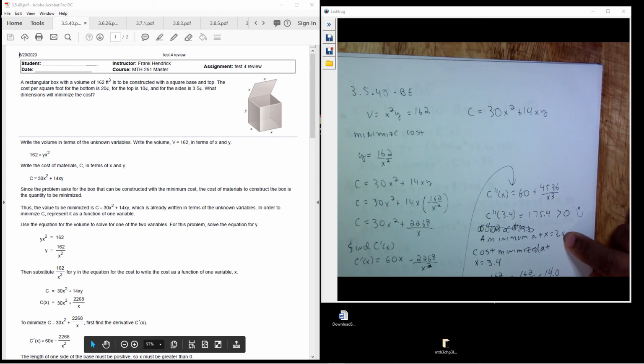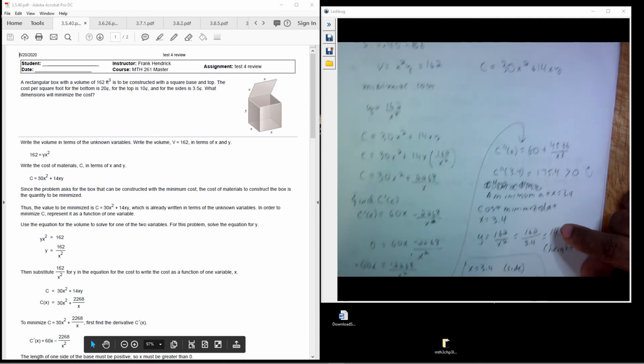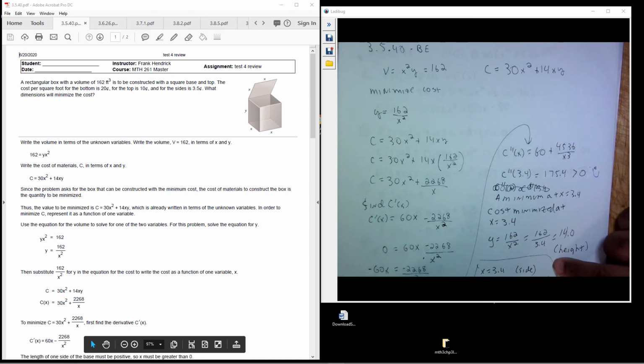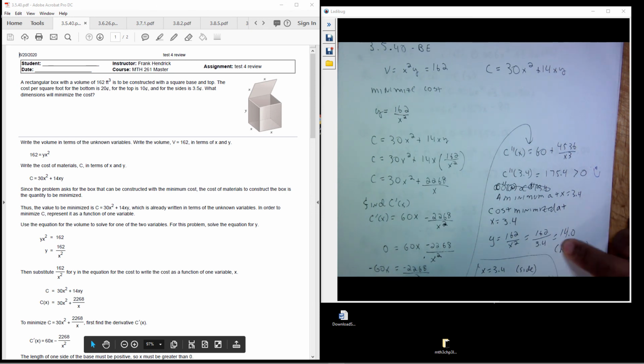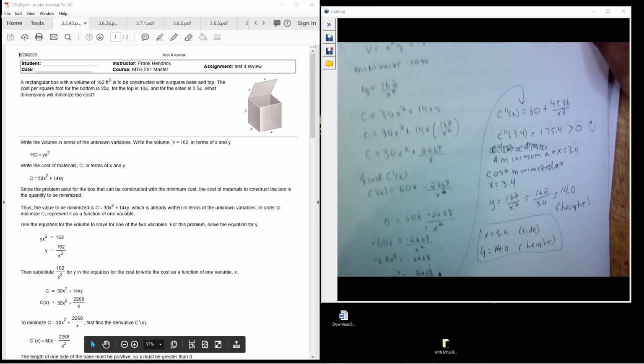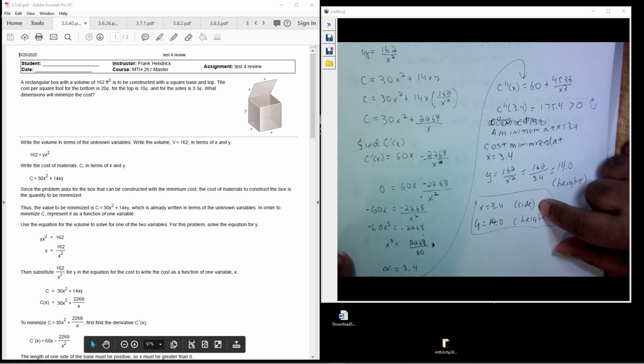So the cost is minimized at the x coordinate of 3.14. What is the y coordinate going to be? The output. So I plug back in here and solve for y. Y is 14. The dimensions, so the height is going to be 14. And the width is going to be 3.14. So for the side we have 3.14 and for the height is 14.